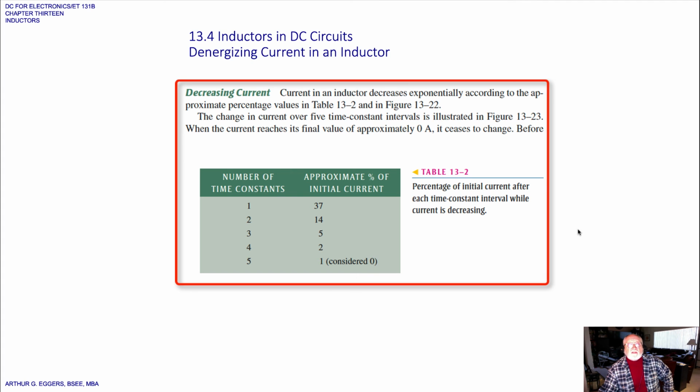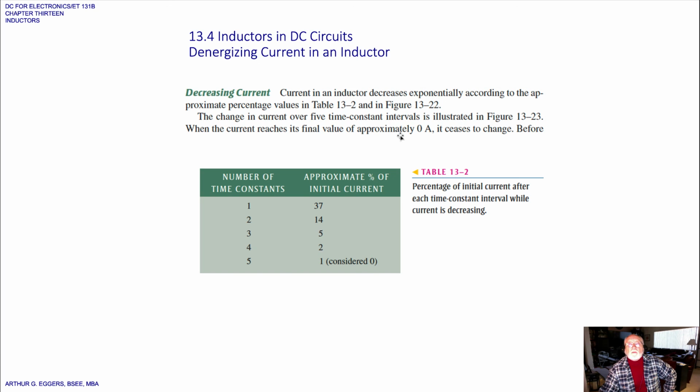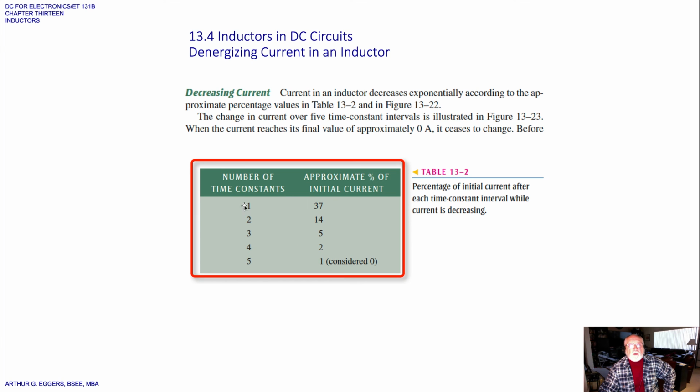Now the discharge, the other side, decreasing current. Current in an inductor decreases exponentially according to the approximate percentages in this table and what we'll see in the following exponential curve figure. The change in current over 5 time constant intervals is illustrated in the figure. When the current reaches its final value, or approximately 0 amps, it ceases to change. So go ahead and write these relationships down in your notebook. One time constant, 37%, all the way to 5 time constants, or essentially 0.